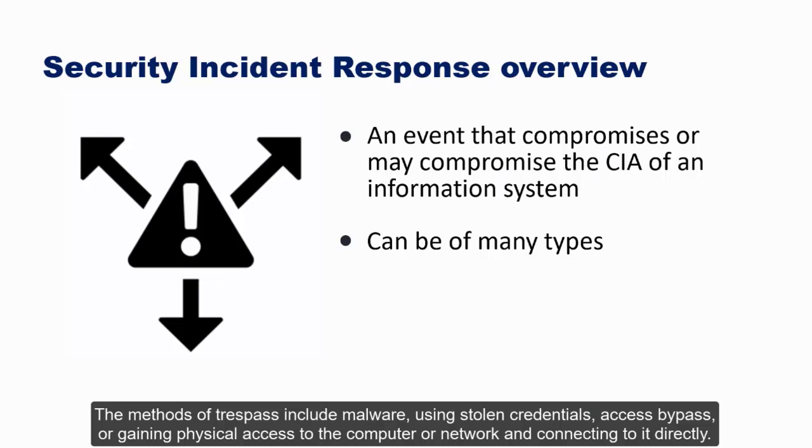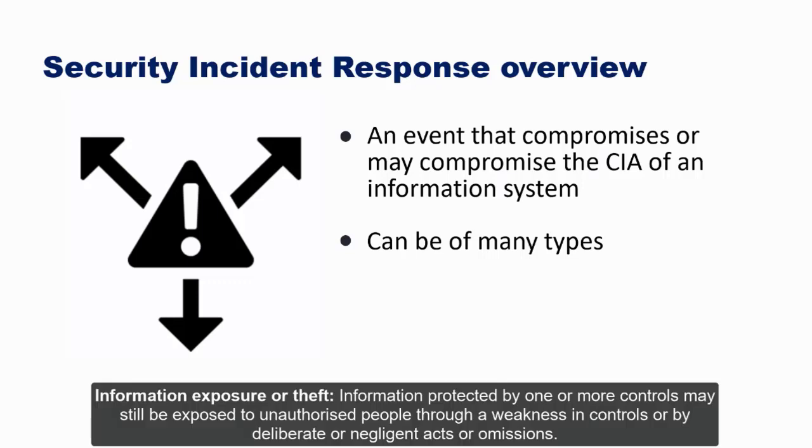The methods of trespass include malware, using stolen credentials, access bypass, or gaining physical access to the computer or network and connecting to it directly. Information exposure or theft. Information protected by one or more controls may still be exposed to unauthorized people through a weakness in controls or by deliberate or negligent acts or omissions.